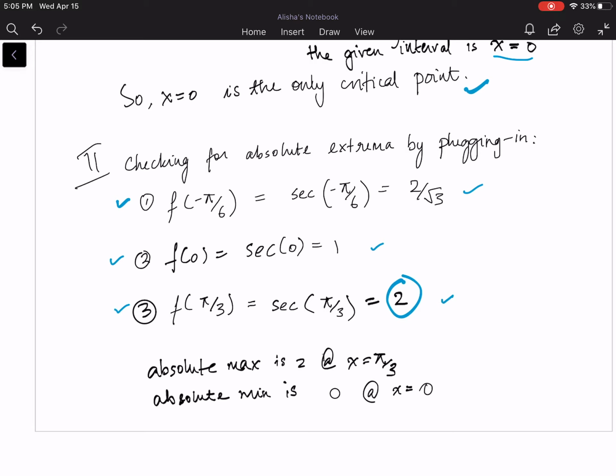And the smallest of all of these is 1. The square root of 3 is less than 2, so if you divide 2 by the square root of 3, it has to be larger than 1. So that tells me that 1 is the smallest value, and so the absolute minimum is 1, and that's at x equals 0. And we're done.